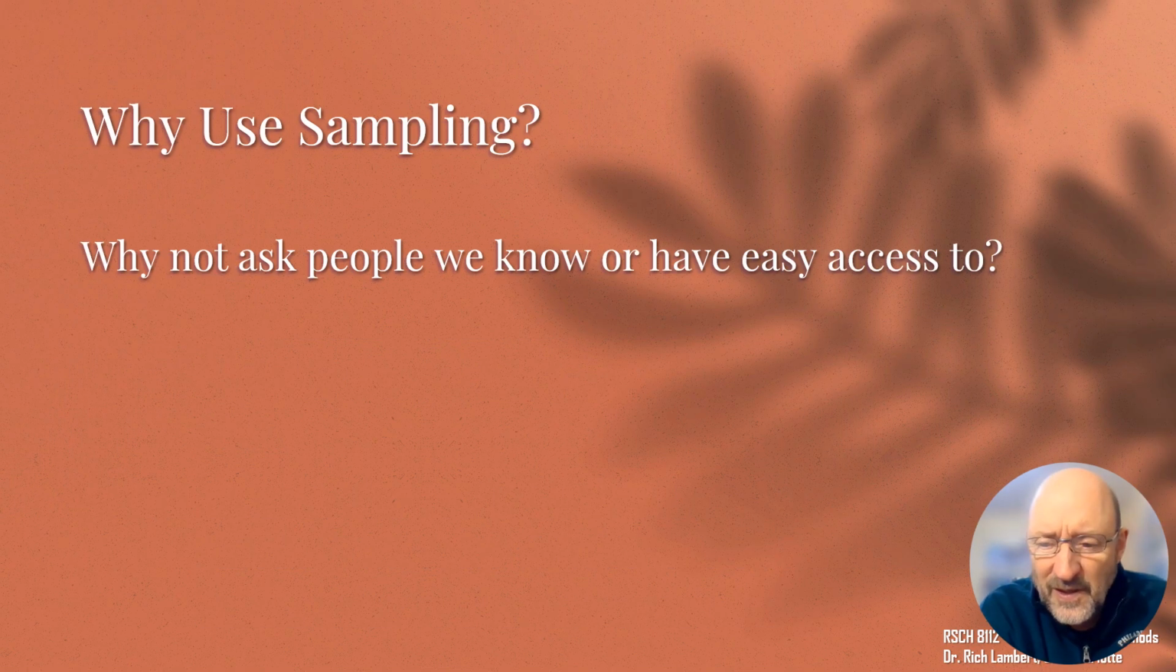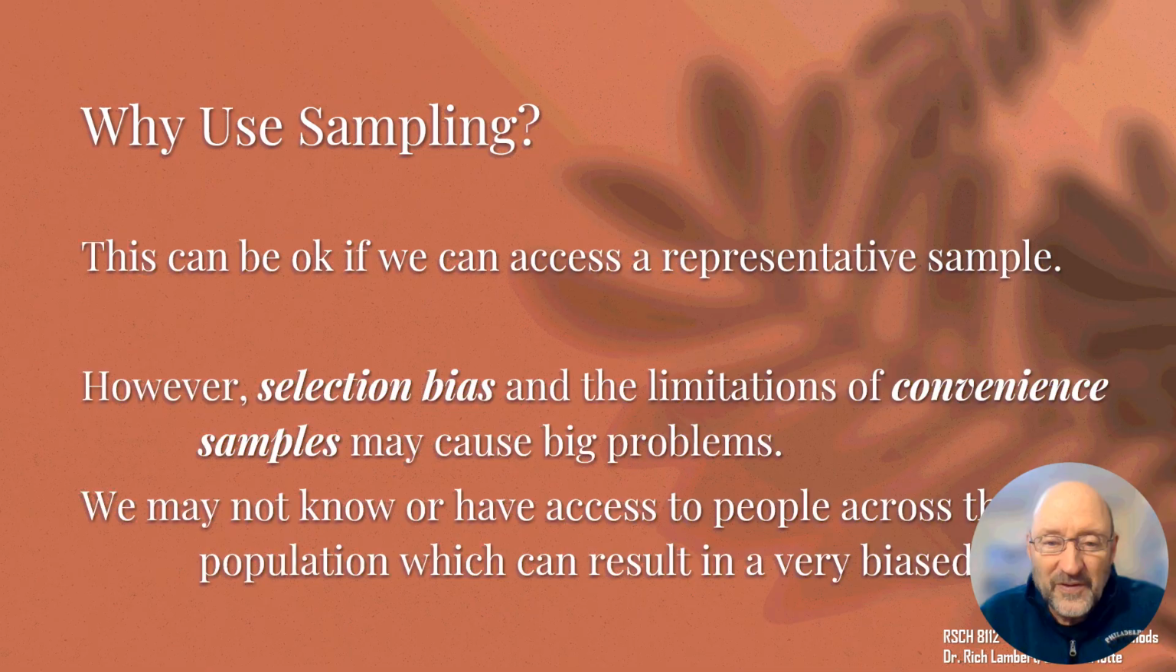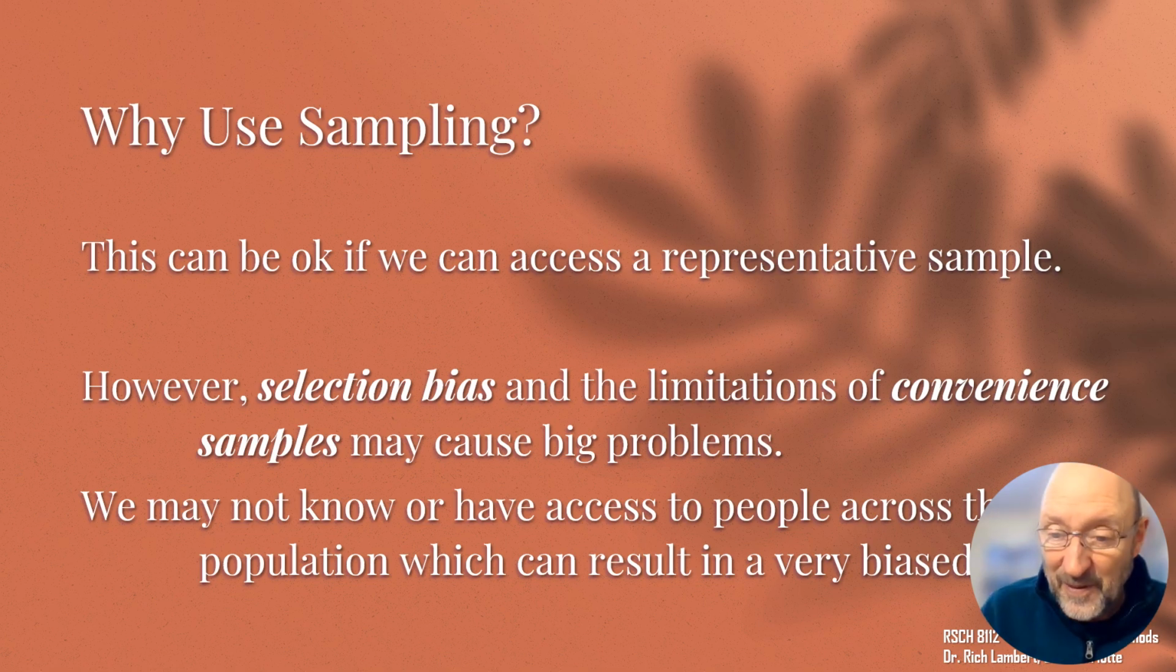So again, let's come back to the question, why use sampling? Why not just ask people we know to participate, or people we have easy access to? This is another alternative to sampling. Well, there are a lot of issues with that, right? This can be fine, just asking people you know, rounding up the usual suspects, relying on friends and so forth. This can be fine if you somehow are a very special person that has access to a very representative sample, then it's fine.